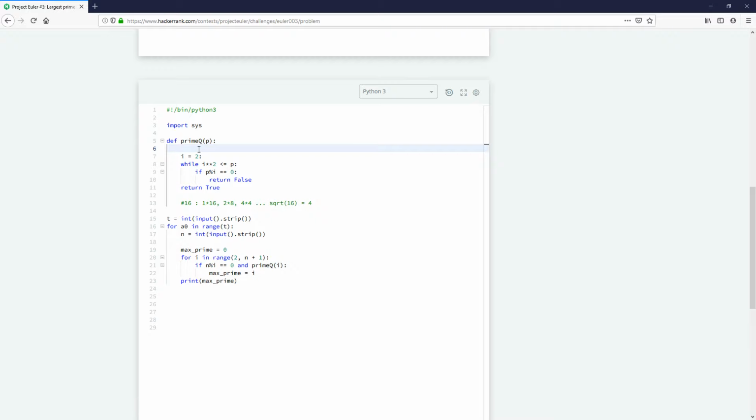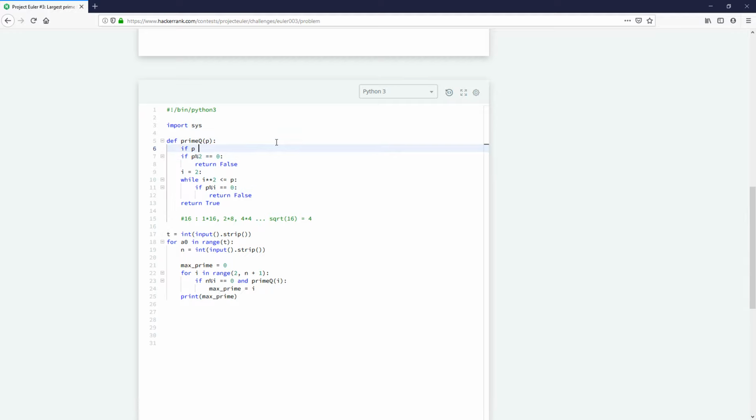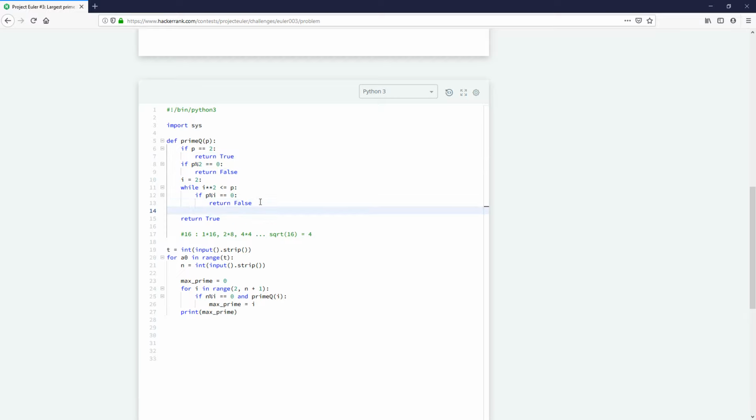So why not just start with something where if p mod 2 equals 0, then we return false. The only problem with this is that we now have to check if p is actually 2, and in that case we return true because 2 is a prime. Now, what this allows us to do is, rather than incrementing i plus equals 1, we can now start at i equals 3 because we've already checked 2, and now we only check the odd numbers.